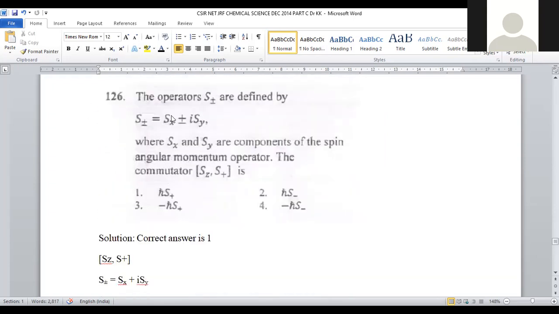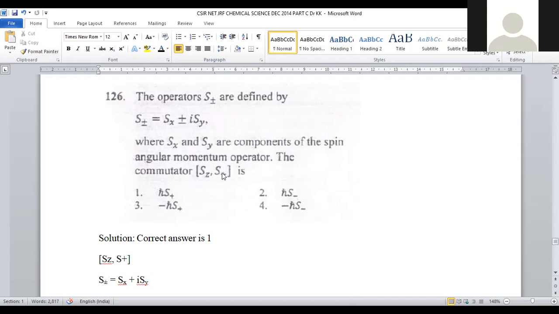Let us move on to question number 126. The operators S plus or minus are defined by S plus or minus is equal to Sx plus or minus i Sy. Sx and Sy are components of the spin angular momentum operator. Again, it is a question from physical chemistry. The commutator of Sz and S plus can be calculated. Here, the relation between Sx and i Sy is given. Sx and Sy denote what? Spin angular momentum operators in the x and y coordinates. The S plus or minus value is given to us.